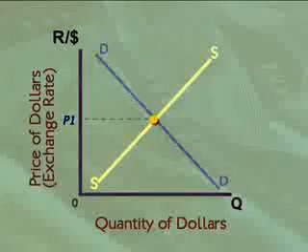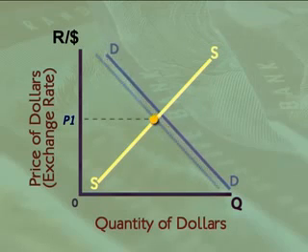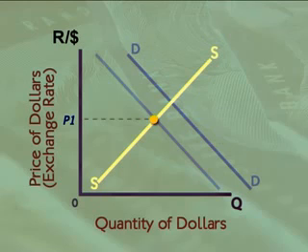So let's look first at what happens if there's an increase in the overall demand for US dollars. Remember, this means a rightward shift of the demand curve caused by non-price factors. Let's assume the South African economy is growing and firms need to import more capital goods from America.